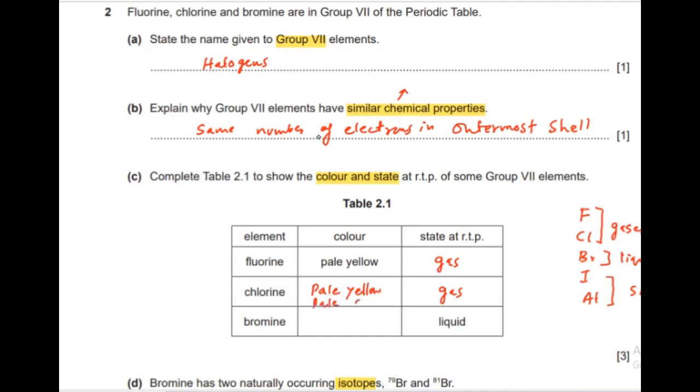Or you can say this is the pale green gas. Or you can also say this is the greenish yellow gas. Bromine is a red-brown liquid.